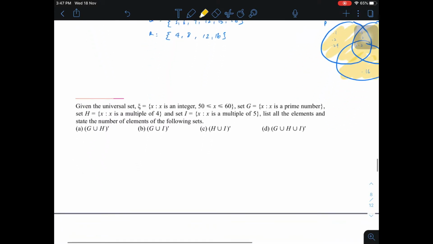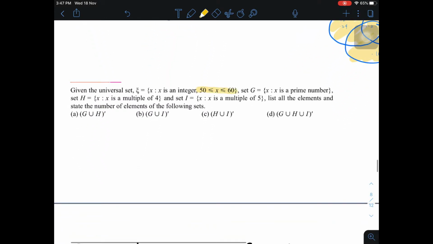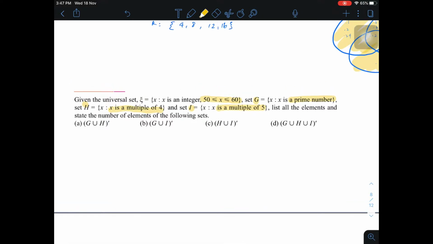Next one is the limit of 50 to 60, and then set G, x is a prime number, and set H, x is a multiple of 4, and I, multiple of 5. These are the elements, and okay, so this is the complement of union. So notice that we have complements of intersection. We also have complements for union, which also means the opposite of the union, basically. So anything except the union, right?